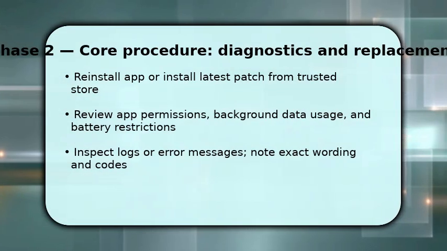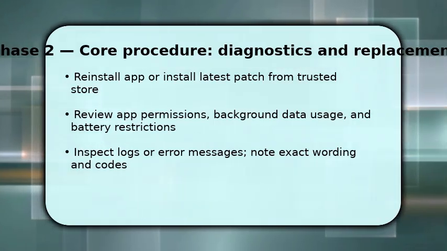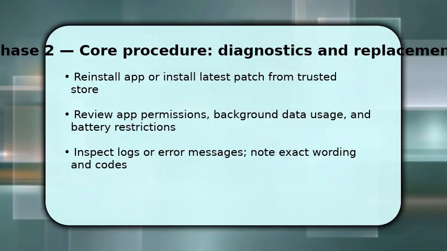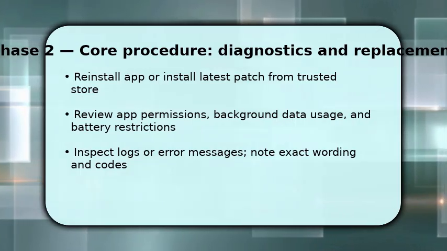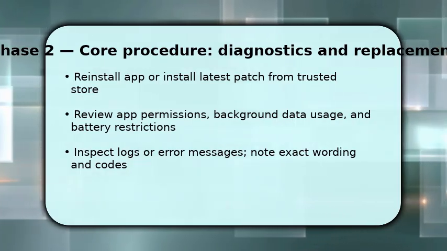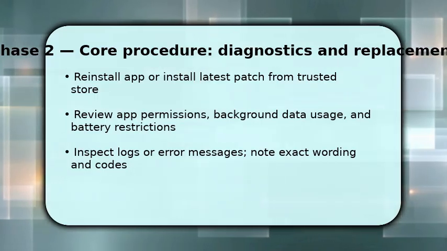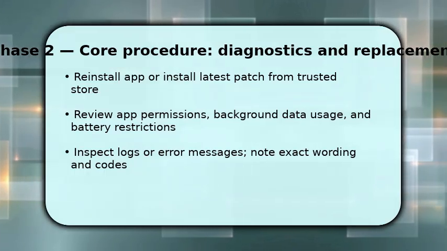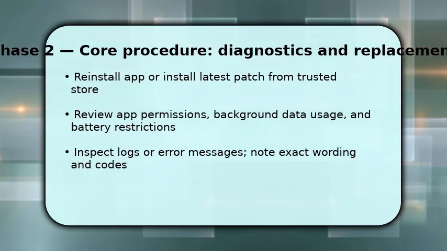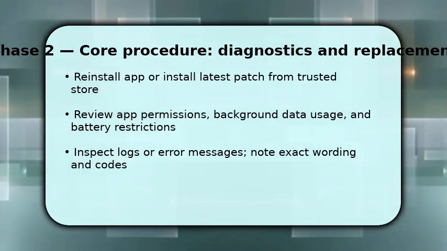Next, perform more detailed fixes that resolve persistent failures. First, reinstall the app or apply the latest patch from the official store to replace corrupt binaries. This also refreshes default settings. Then, review permissions and battery or background data limits, because apps often fail when denied required access. If the problem persists, open the app's logs or note error messages and codes. These clues point to network, API, or auth failures. Make sure to document steps so you can backtrack if needed.